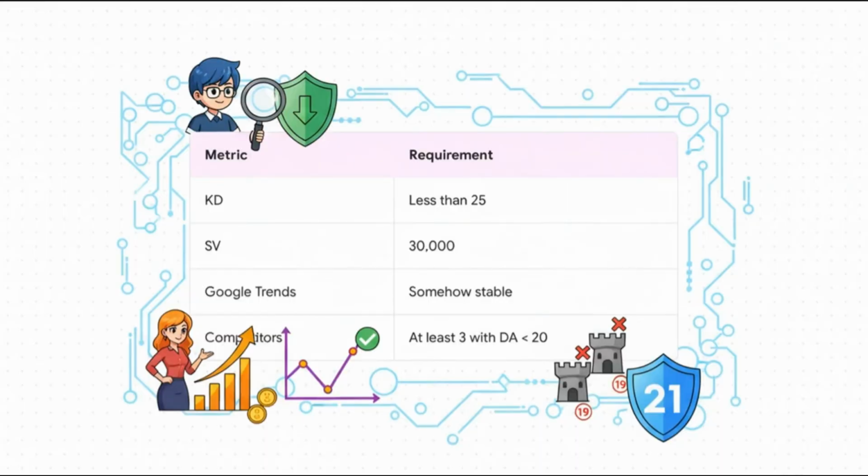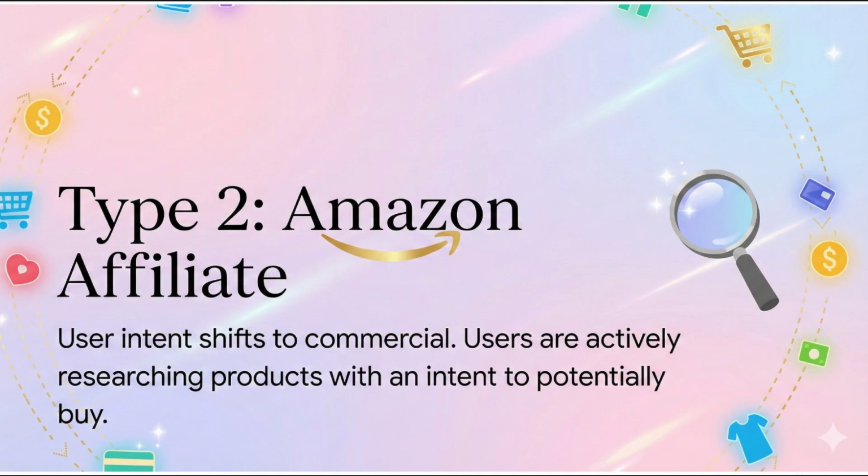Okay, now let's talk numbers. This is how you figure out if an AdSense niche is worth your time. You're looking for a low keyword difficulty, or KD, that's under 25. But because you make money from ads, you need a ton of eyeballs. So you need a high search volume, or SV, of at least 30,000. And here's the kicker. You want to find at least 3 weaker competitors, sites with a domain authority, or DA, under 20. That's your way in.